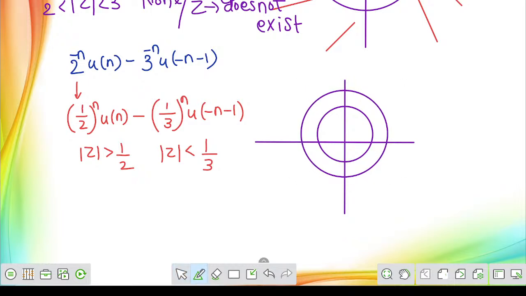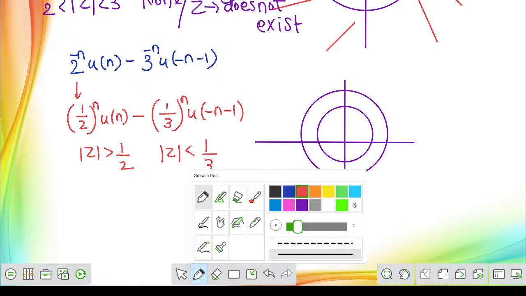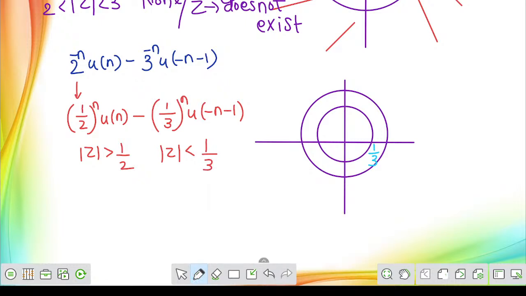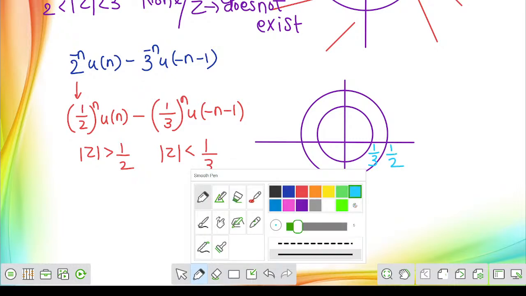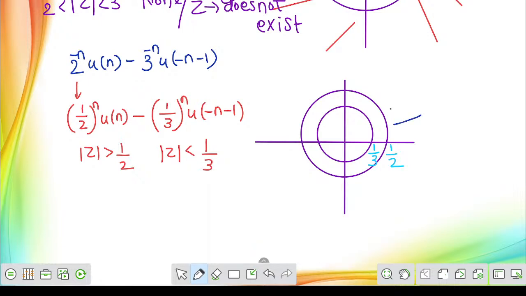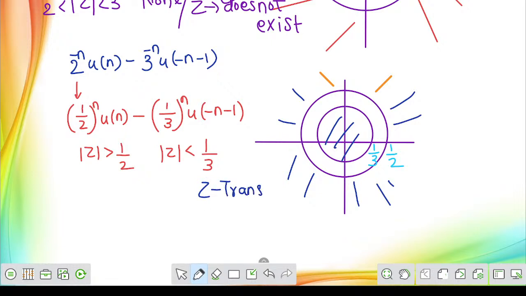If you observe the left side sequence, 1 by 3 equals 0.33. 1 by 2 means 0.5. So 1 by 2 is greater than 1 by 3. So I can say this is the right side sequence, whereas 1 by 3 is the left side sequence. That is why there is no common ROC. So your answer is the Z transform does not exist for the given sequence. That's it. Z transform does not exist.